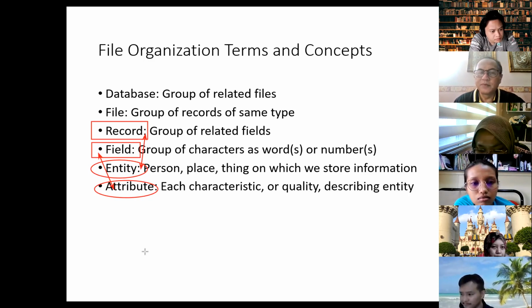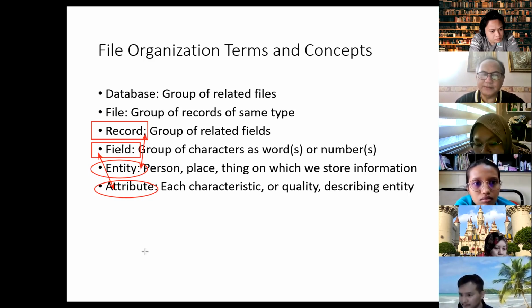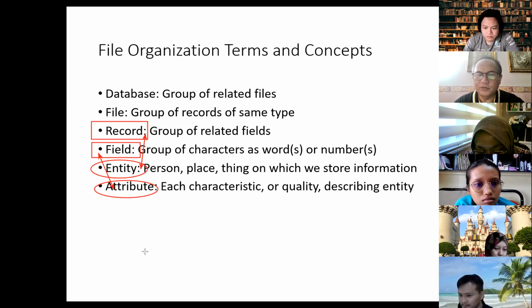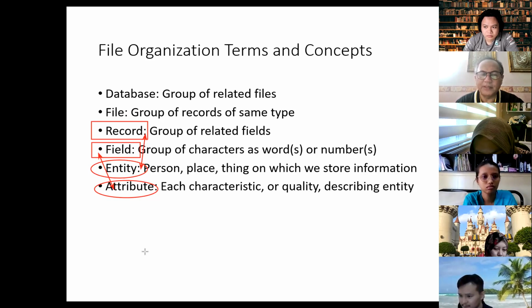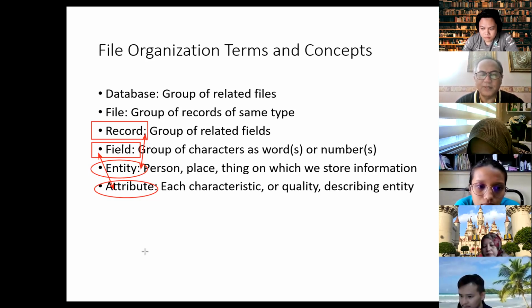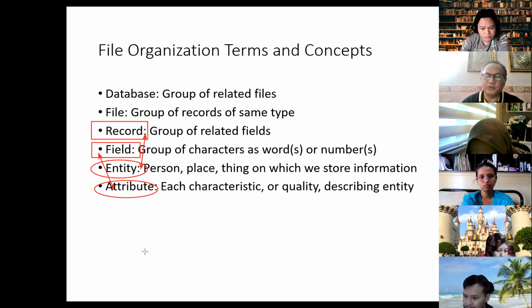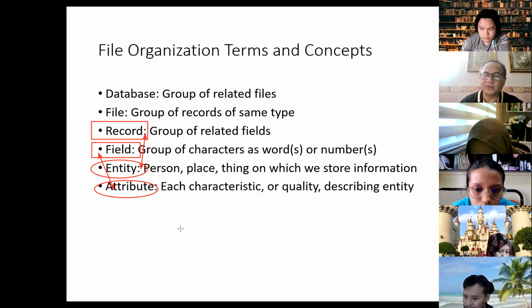So the larger set, we call it database. Database is a group of related files, and then we have files, a group of records of the same type, and then we have record. In record, we have field. The fields are the characteristics, and the record reflects every piece of information on the entity, and each of the fields is actually the attribute that pertains to the specific entity or record.